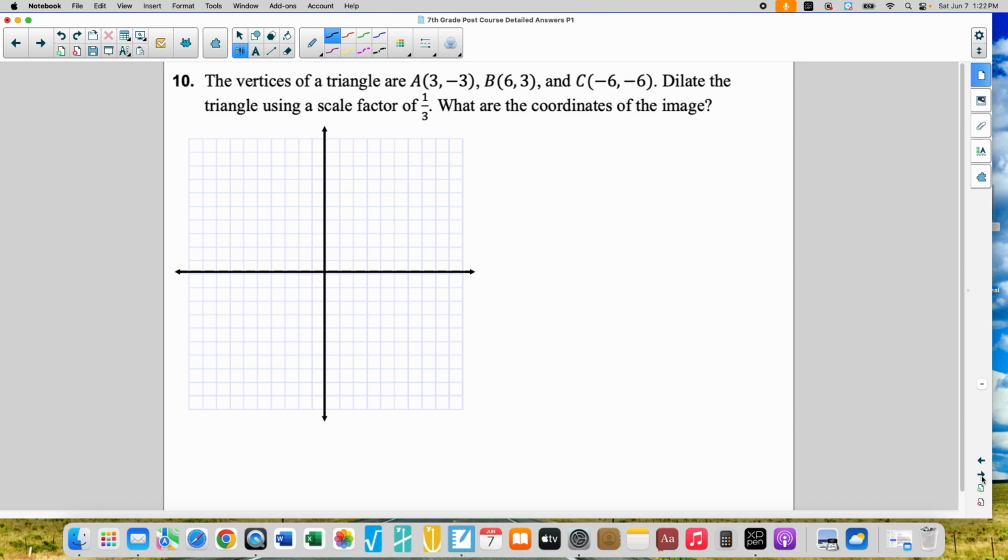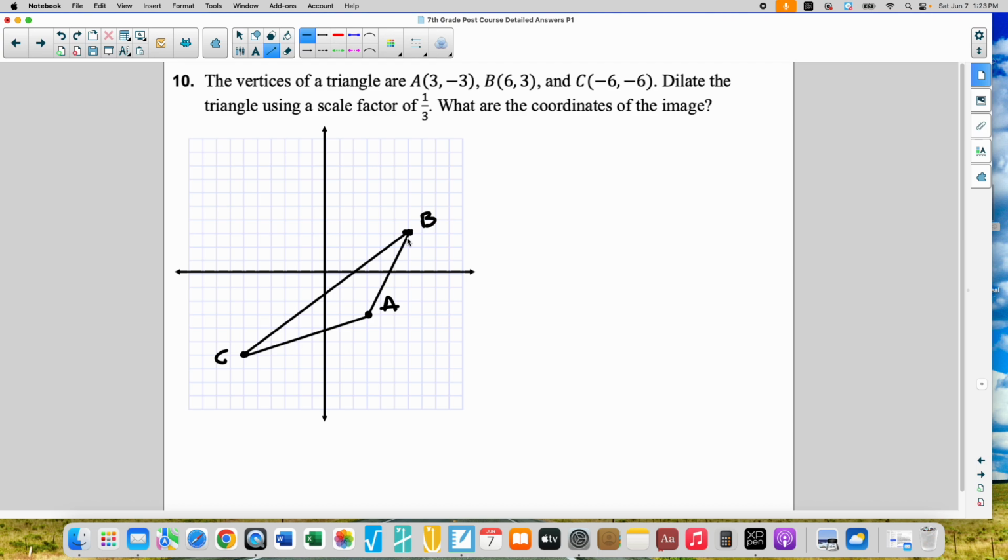The vertices of a triangle: A is 3, -3. That is point A. B is 6, 3. And C is -6, -6. That's going to be point C. So let's connect them: A, B, and C. Dilate the triangle using a scale factor of 1/3.